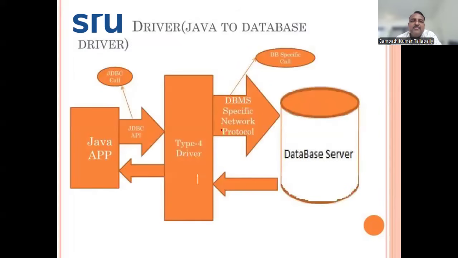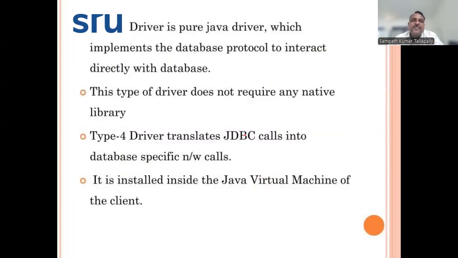So now coming on to your type 4 driver, which I call my Java 2 database driver directly. So there is no intermediate application here. Your Java application is going to interact with your type 4, and the type 4 directly interacts with your databases. So just by seeing this diagram, we'll understand that it is faster when compared to the others also. It is a pure Java driver, right? Which implements your database protocol to interact directly with your databases. This type of driver does not require any native libraries.